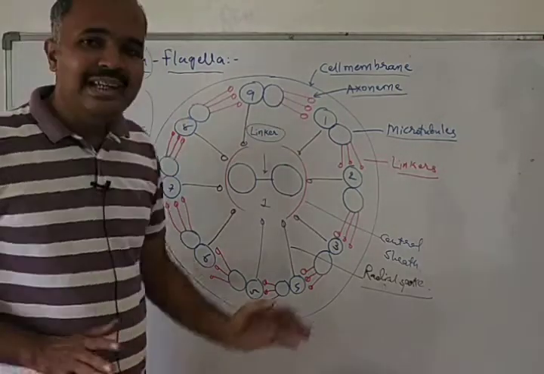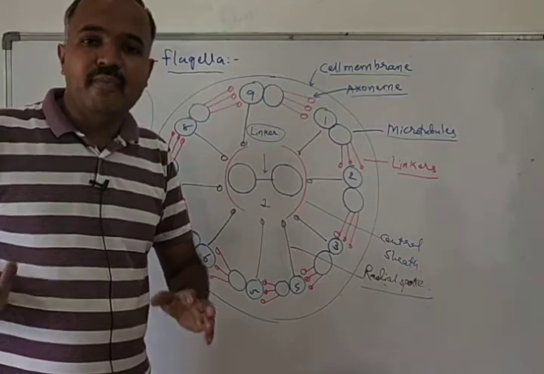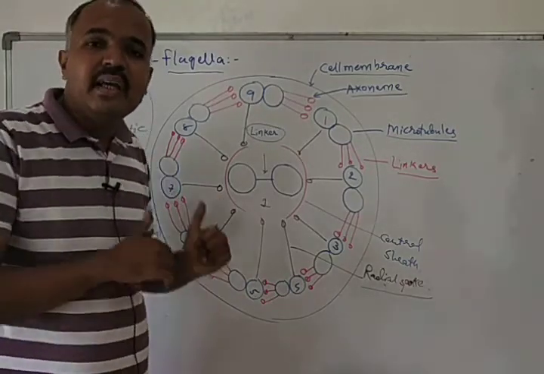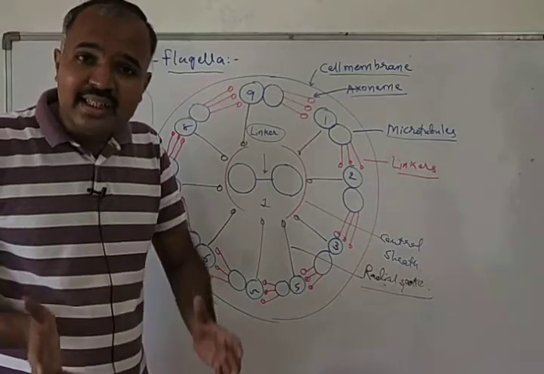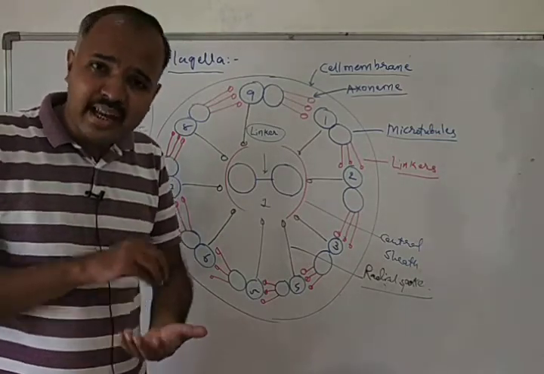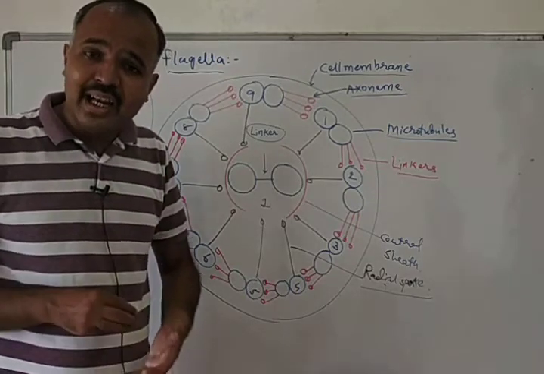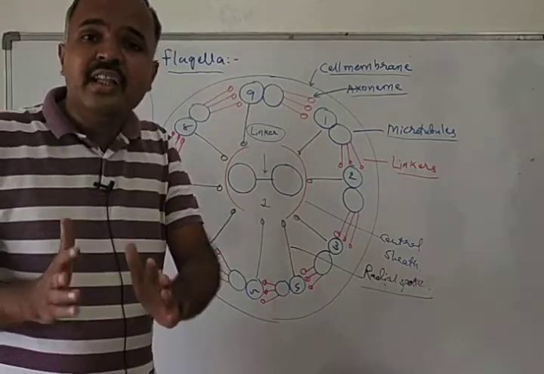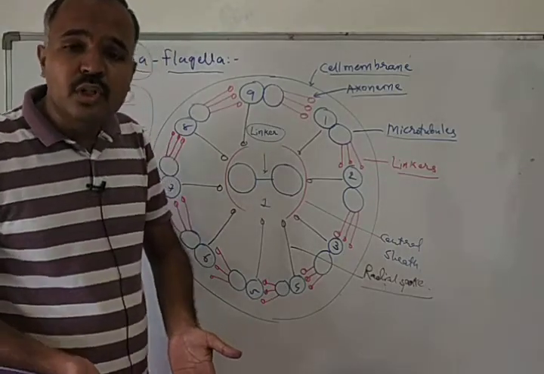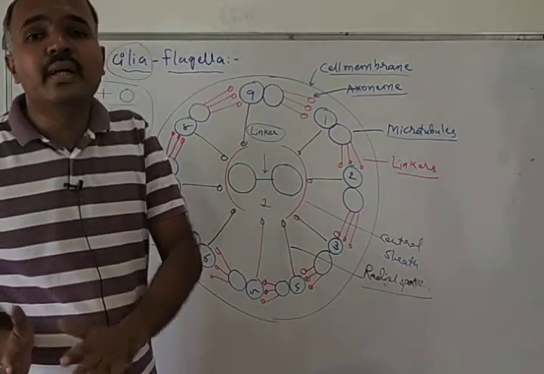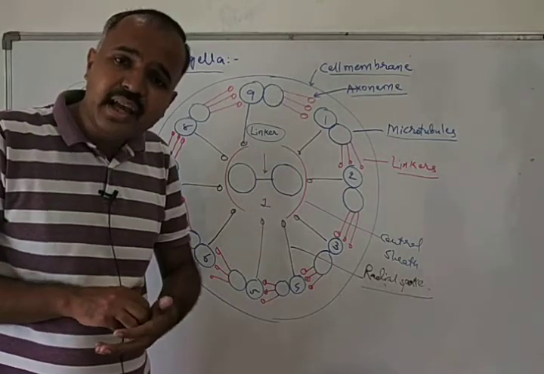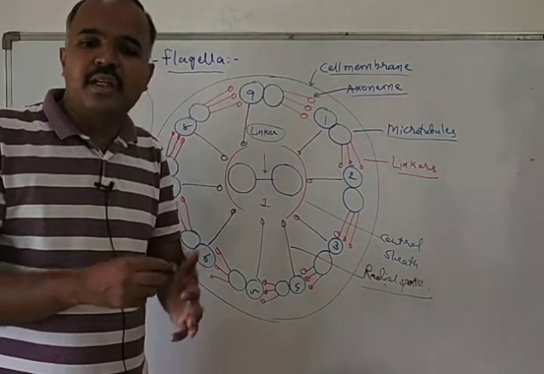Please draw the diagram in your rough note or fair note properly. Then only you can understand this topic well. To understand this topic, you have to draw the diagram first, 2-3 times at least, and then you can read the topic. You can watch the video, and you can read from the textbook also. So first draw the diagram, watch the video 2-3 times, and then read it from the textbook.